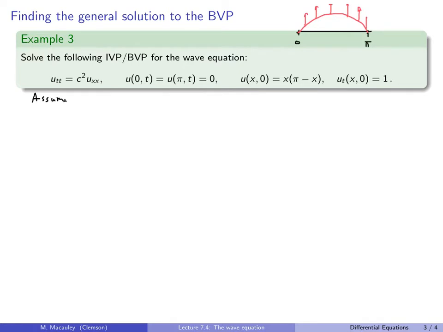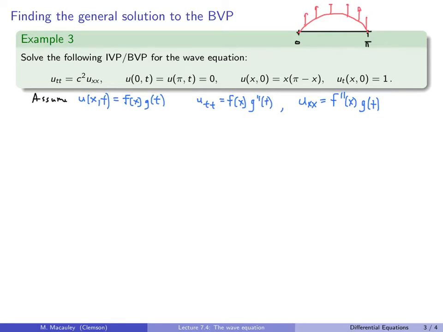So we're going to assume that the solution separates. There's a solution of the form f of x times g of t. Now before I plug this in, we have to take derivatives. So u_tt equals f of x g double prime of t, and u_xx equals f double prime of x times g of t.